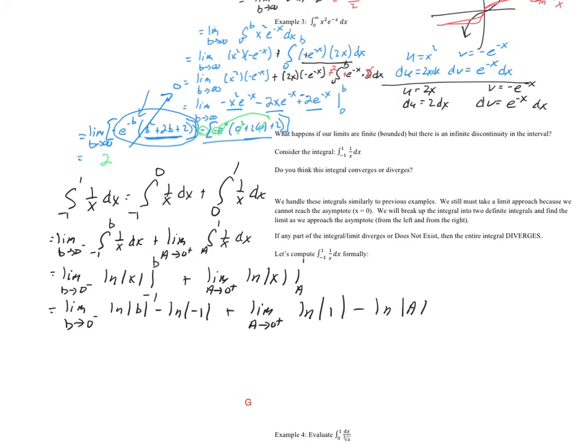All right, cleaning up shop here. The absolute value of negative 1 is 1. The natural log of a 1 is a 0. The natural log of a 1 is a 0.